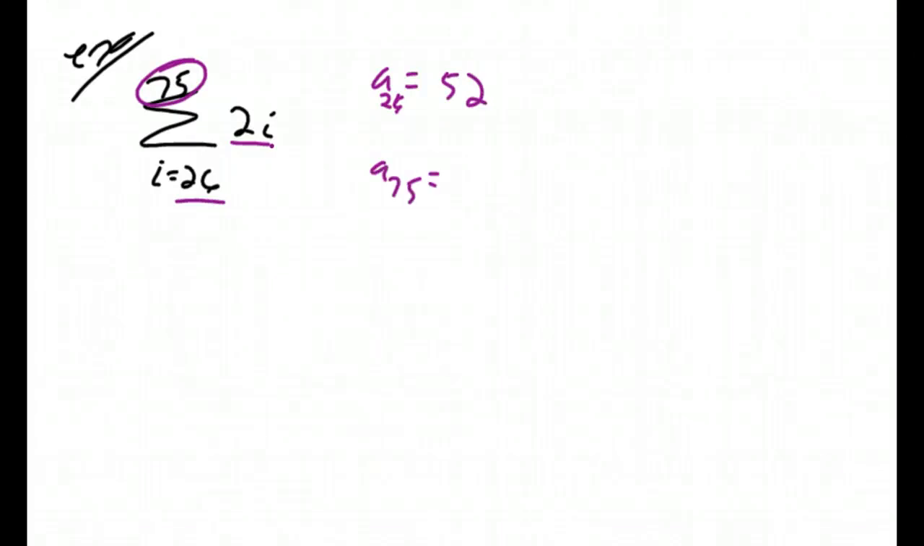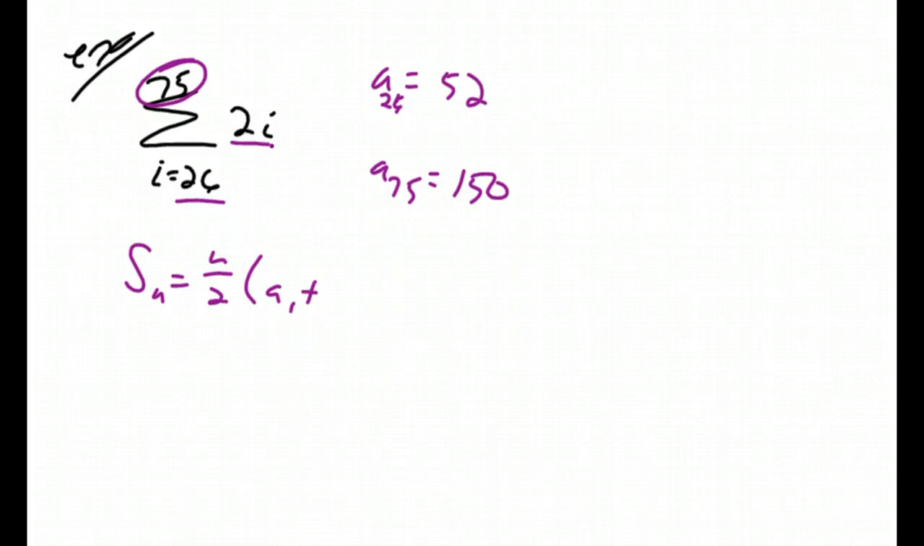Here's another example. This time it's given to us in summation notation, where we want to find the sum of all the numbers from 26 to 75 for this rule. So I know my first term is going to be when I plug in 26, so you can say this is a sub 26 if you want to. But if I put in 26, 2 times 26 is 52. My last term, a sub 75, is when I put in 75, so 2 times 75 is 150. So then I can use my formula, n over 2 times a sub 1 plus a sub n.